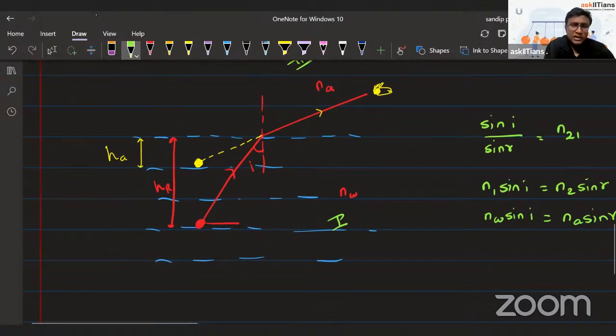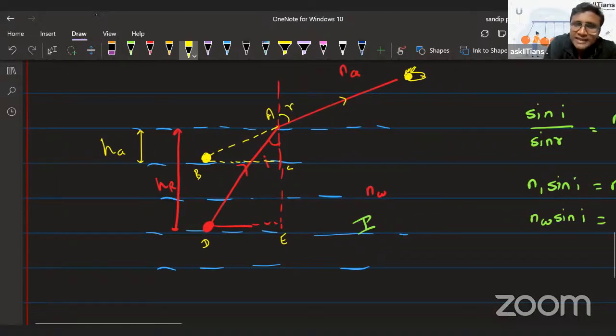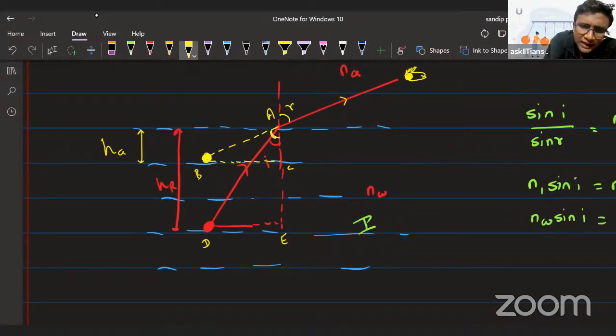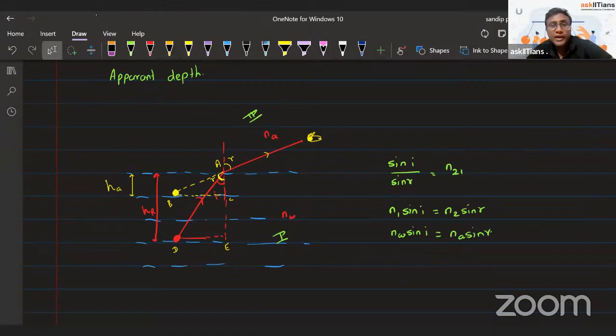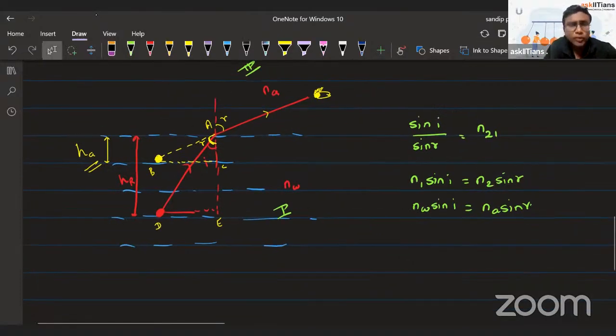Then suppose I complete this triangle here as well as this triangle here. Let me name this as A, B, C, D, and E. From this small triangle, this one is angle R, and this bigger angle is also R from that yellow triangle. So a small derivation you can do here for the apparent depth. Our job is to find out HA, that is our apparent depth. So let's see what will happen.